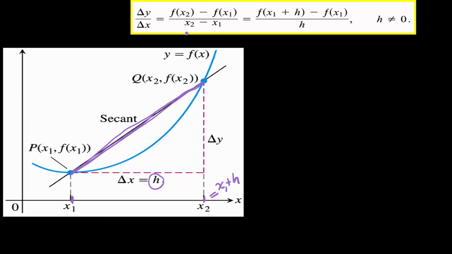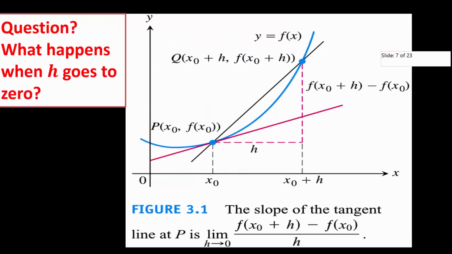So another way of looking at the slope would be f of x sub 2 minus f of x sub 1, but f of x sub 2 is f of x sub 1 plus h. So with that, the corresponding y sub 2 would be f of x sub 2. So it's the same thing. Question, what happens now when h goes to 0?